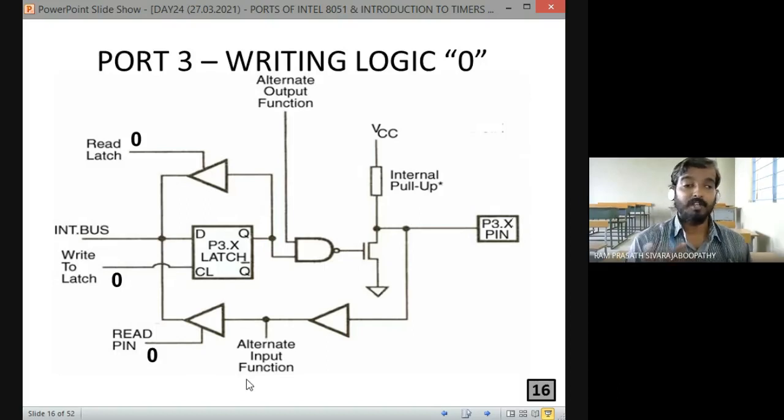Now we are speaking about the IO operation. Later we will discuss the alternate function. As of now, when a port pin functions as a normal IO port, this alternate output function pin is by default 1. Now consider we are going to write logic 0 at the internal bus. So the write to latch signal is enabled, and it gets stored. So what is the output of the NAND gate?